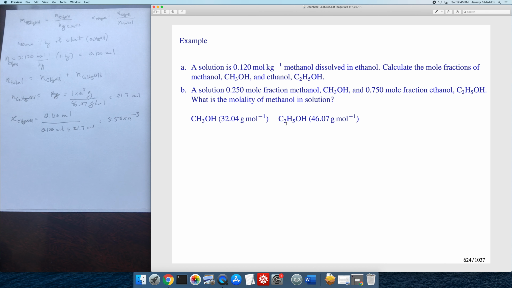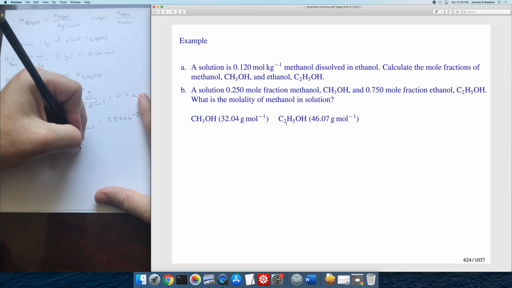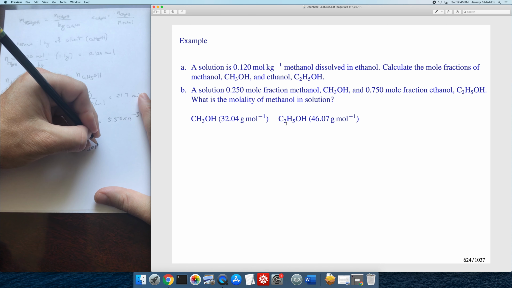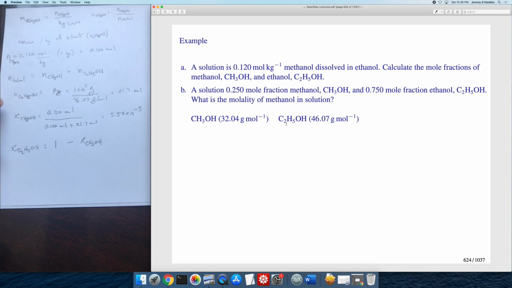How would you get the mole fraction of the ethanol? Well, it's a binary solution. There's only two components. And so the mole fraction of the ethanol is going to be 1 minus the mole fraction of the methanol. So very easy to do that. I'll leave that as an exercise. Okay, so this was converting molality to mole fraction.